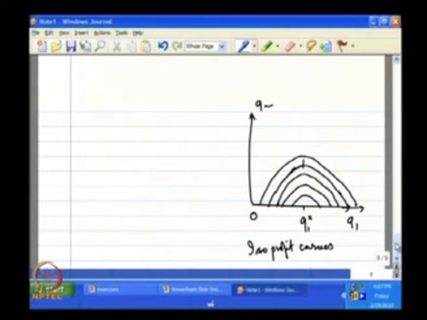By the same logic, just as we have used the logic for firm 1, same logic could be used for firm 2, and firm 2's isoprofit functions will be somewhat like this.